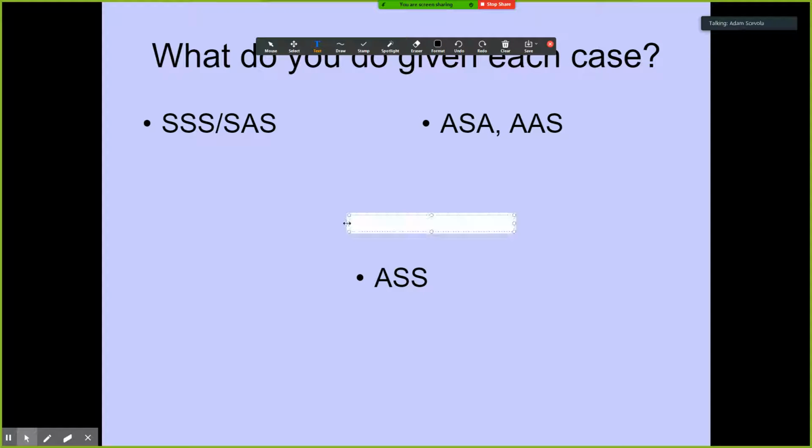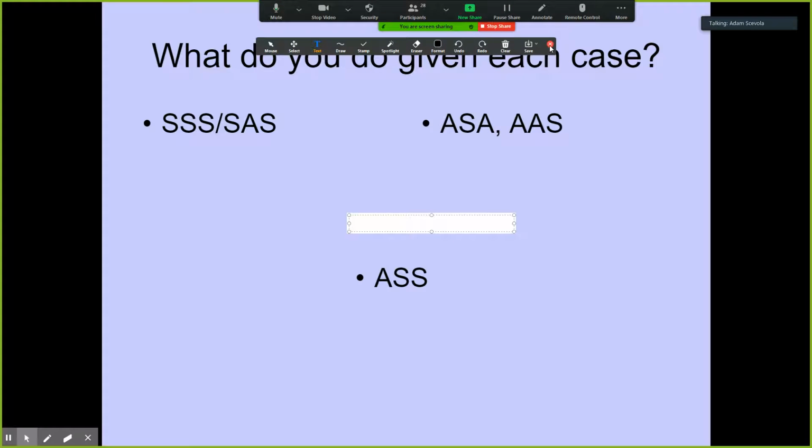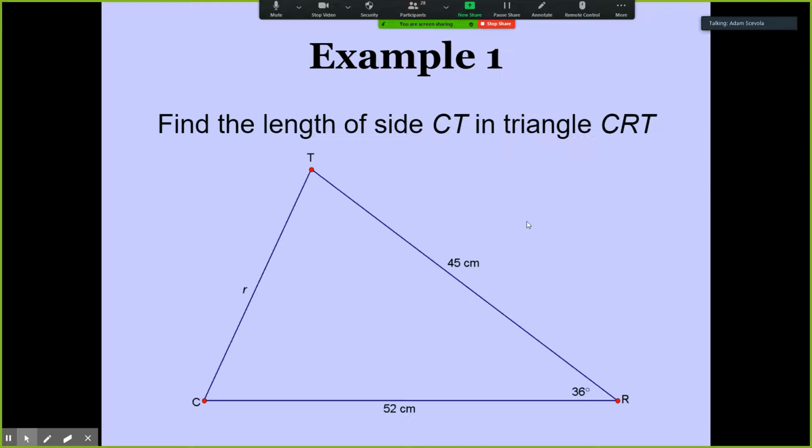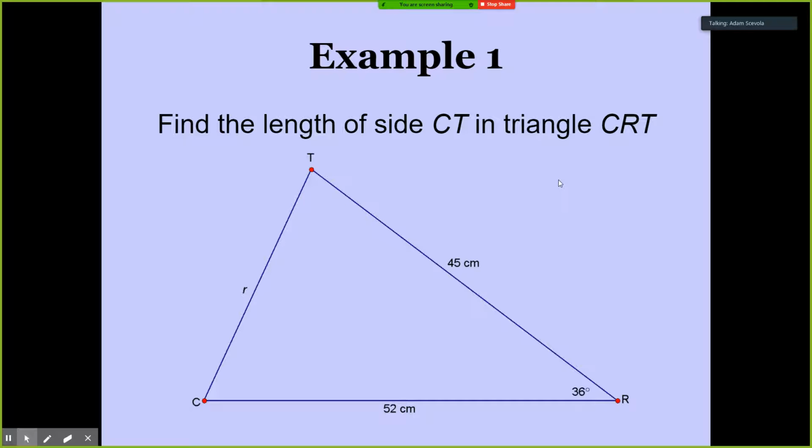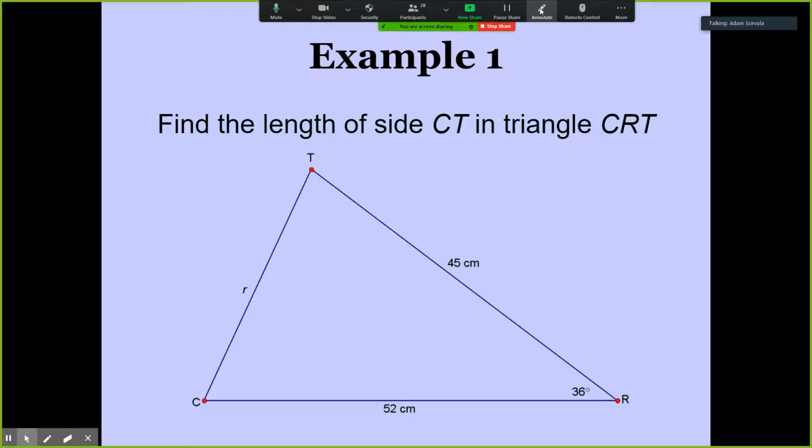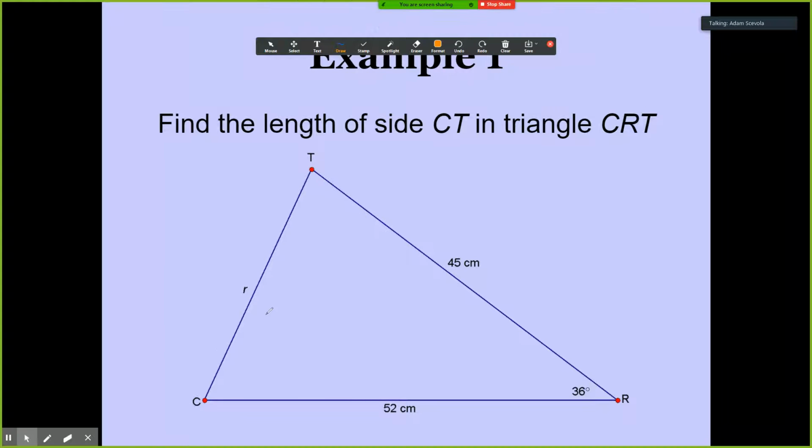So let's apply it here. Find the length of CT in triangle CRT. Just because it says that the angle in the bottom left corner is C doesn't mean that it has to be C in the law of cosines.